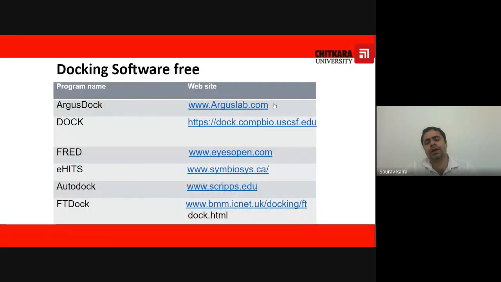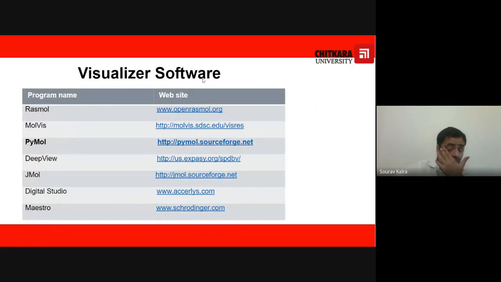These are some of the softwares that are available. I want to show you one software, a docking software, and a visualizer. There are many docking softwares, such as AutoDock, which are free. Second, I have some visualizer software, PyMOL.